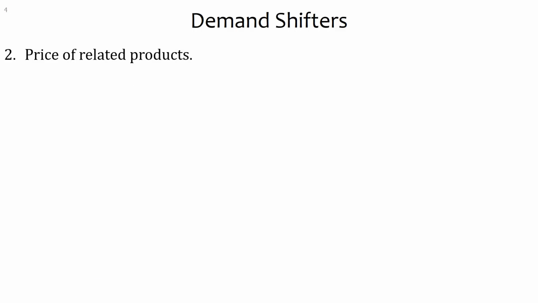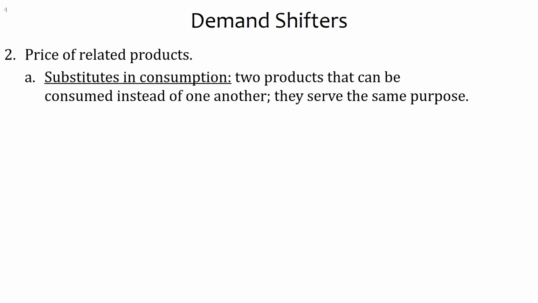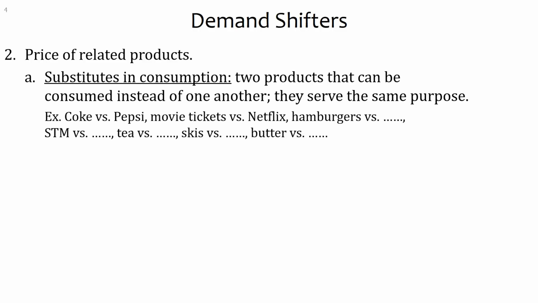The second demand shifter is the price of a related product. And again, we're going to have two types of these. One of them is called substitutes in consumption. These are two products that can be consumed instead of one another. They can serve the same purpose. Okay, so the classical example of that is Coke versus Pepsi. Those are similar items. They do the same thing, right? They're comparable. You can think of movie tickets versus Netflix. And you can think of other things.